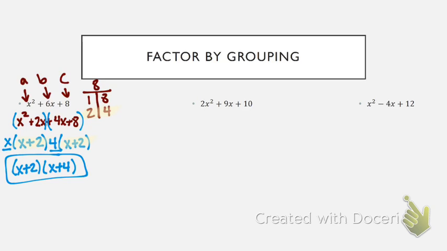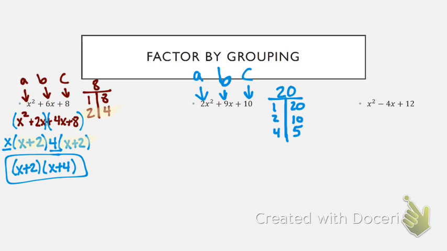Alright, so same thing here. I'm going to multiply a times c. That's a terrible b, but oh well. So a times c is 20. So 1 and 20, 2 and 10, 4 and 5.